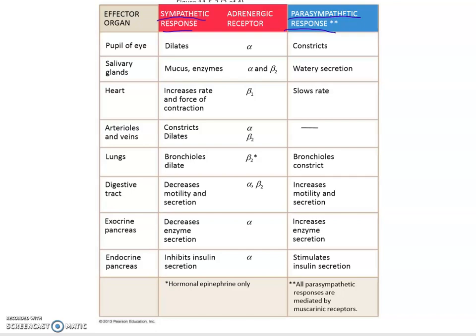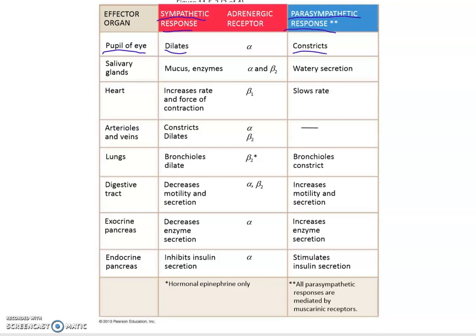So here, a typical example, also the pupils of your eye. When you're in a fight and flight kind of response, your pupils will dilate, and on the parasympathetic side, they will constrict. Or on the heart, we just talked about it, increase in heart rate, sympathetic, decrease in the heart rate, parasympathetic side.